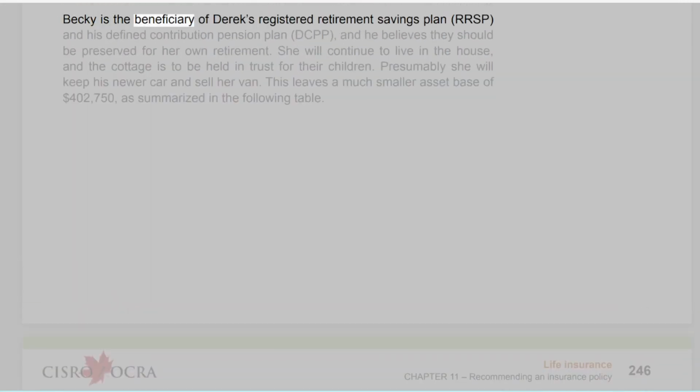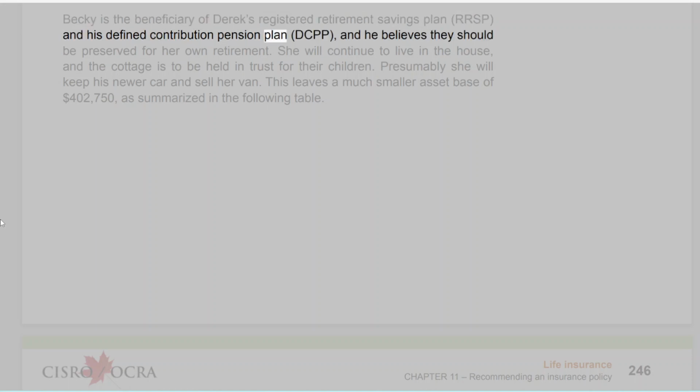Becky is the beneficiary of Derek's Registered Retirement Savings Plan, RRSP, and his Defined Contribution Pension Plan, DCPP, and he believes they should be preserved for her own retirement. She will continue to live in the house, and the cottage is to be held in trust for their children. Presumably she will keep his newer car and sell her van. This leaves a much smaller asset base of $402,750, as summarized in the following table.